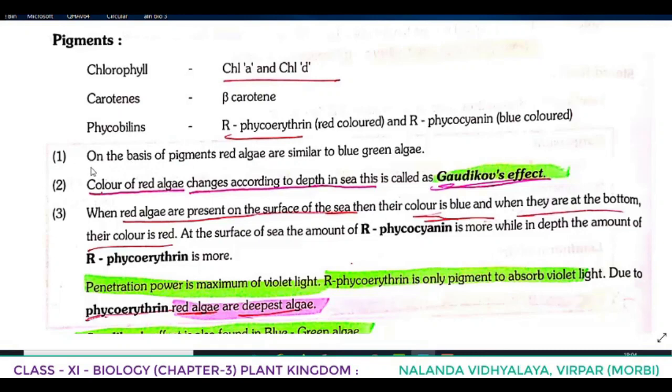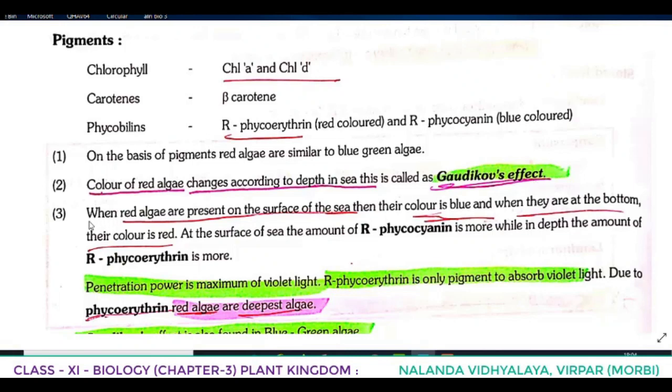On the basis of pigments, red algae are similar to what? Blue-green algae. Color of red algae changes according to the depth in sea. This is called as what? Kylin's effect. Very important point is there. Color of red algae changes according to depth in sea. That is known as what? Kylin's effect. Very important point.